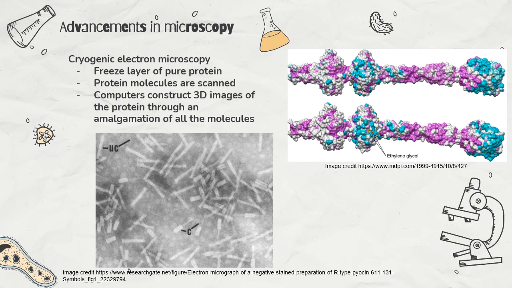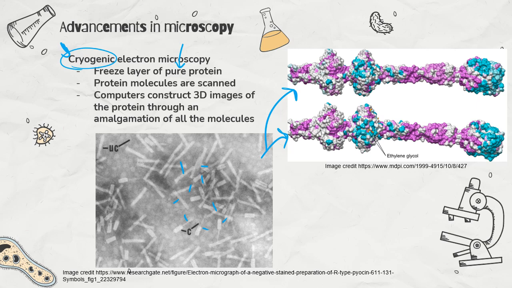Another technique that's pretty similar is cryogenic electron microscopy. Again, we're going to freeze stuff, but instead of freezing cells or tissues, now we're going to freeze just some protein that we dropped on a slide. And then we're going to scan those protein molecules. Computers are going to take all the different orientations of all the different protein molecules that are in the sample and use those different orientations, those different perspectives, to build computer-generated, three-dimensional models of the proteins.